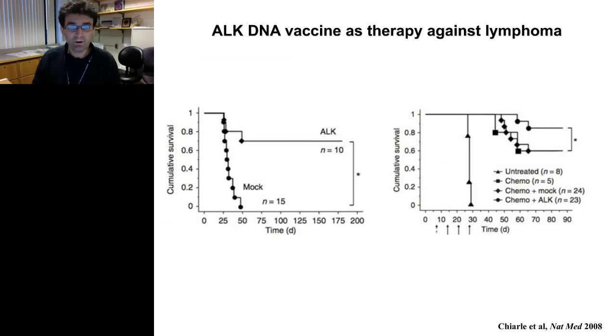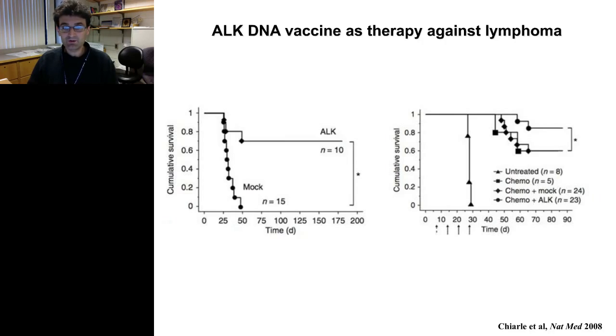And this is true also when we injected not in the flank but systemically ALK lymphoma cells. So here on the right there is an experiment in which we vaccinated mice either with control or ALK vaccine, and then we injected ALK positive lymphoma cells. And you see that all the controls died very fast, but most of the ALK vaccinated mice were protected, and actually they survived for a long time.